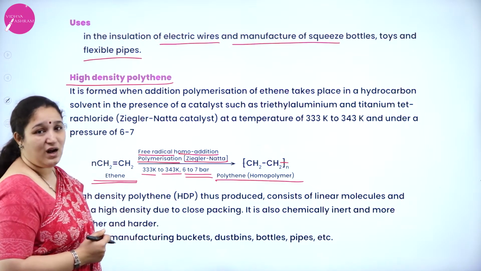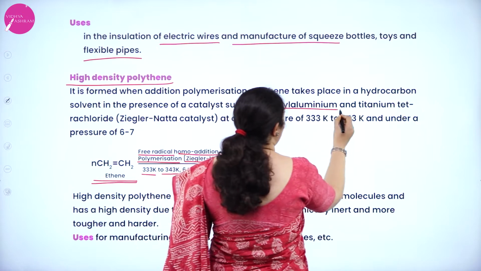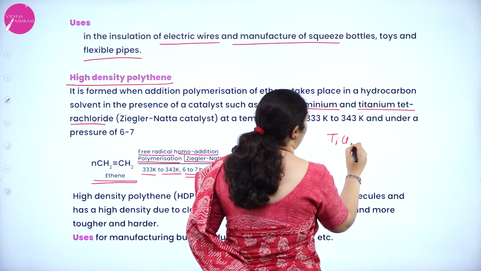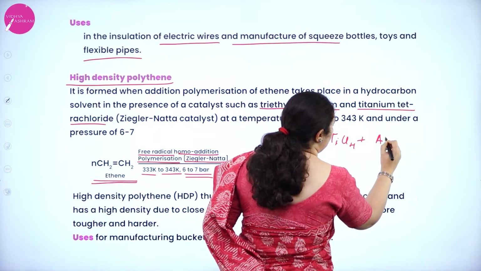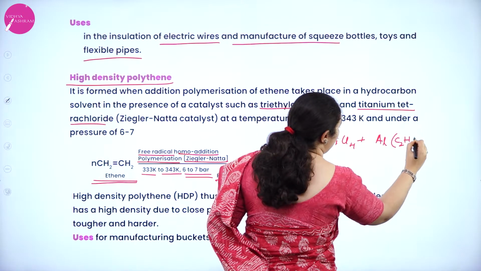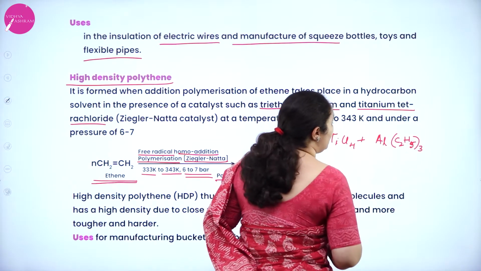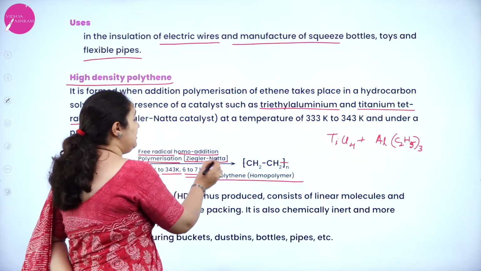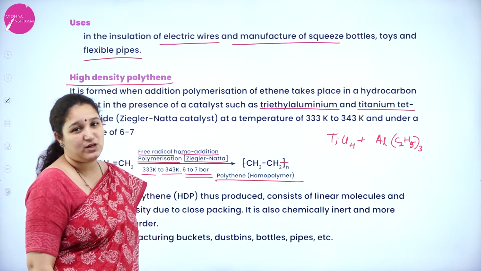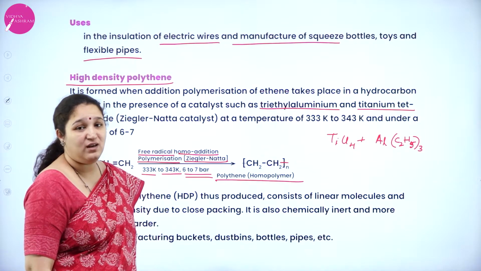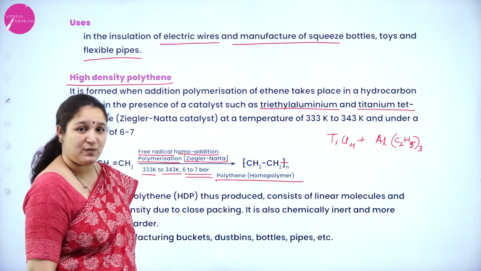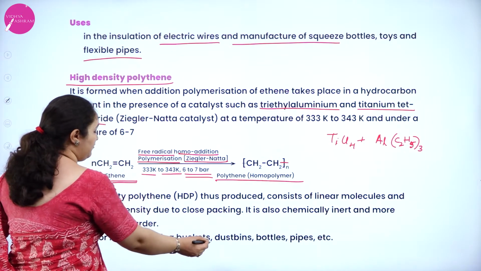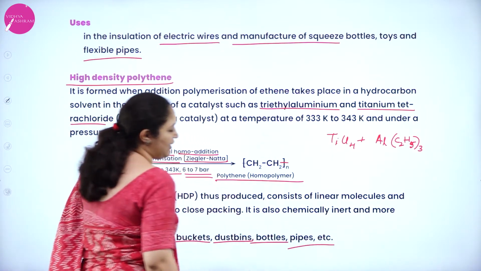Now what is Ziegler-Natta catalyst? It is triethyl aluminum and titanium tetrachloride. I shall write the formula: titanium tetrachloride plus triethyl aluminum, Al(C2H5)3. This is triethyl aluminum plus titanium tetrachloride, which is called Ziegler-Natta catalyst, which is used in preparation of HDPE, and this is a very important question, especially a 1 marker. So that's about the high density polythene. The uses of high density polythene are manufacture of buckets, dustbins, bottles, pipes, etc.